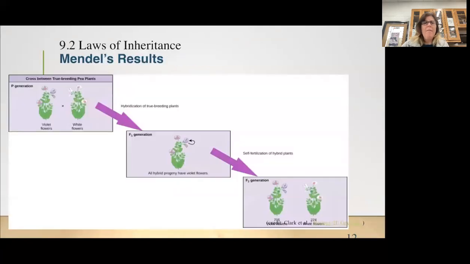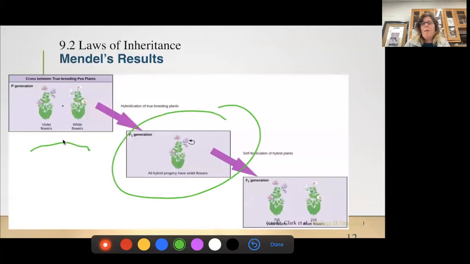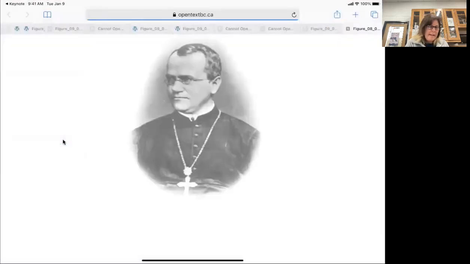So here we have a purebred purple and a purebred white. Okay. And so those are our parentals. When he crossed the F1s, we saw purple. So now we know that purple is the dominant trait.